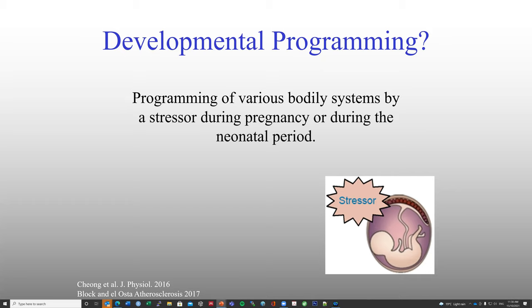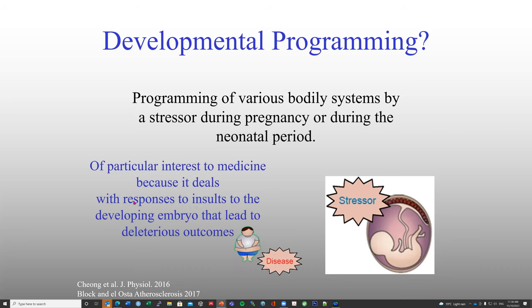You know, the mum might get a fever, or she might unfortunately be drinking alcohol at the wrong period of time, and there are various other stresses that can moderate the genotype of that individual into a different phenotype. And it's of particular interest to medicine because it deals with responses to insults to the developing embryo that lead to deleterious outcomes, and so disease. So the medical people are really interested in developmental programming and the translation of the genotype to a phenotype in the context of environmental stresses.